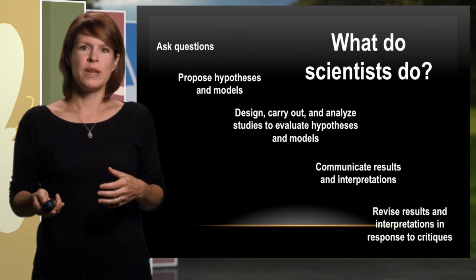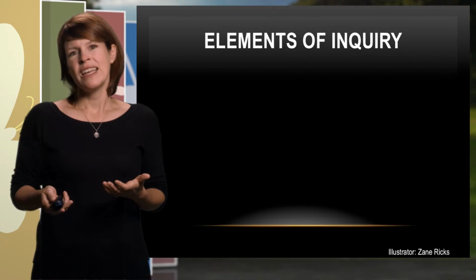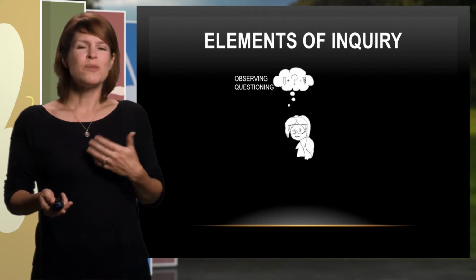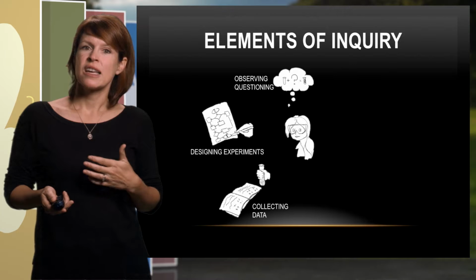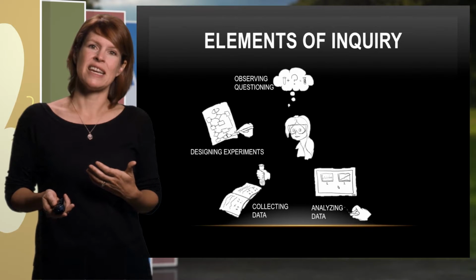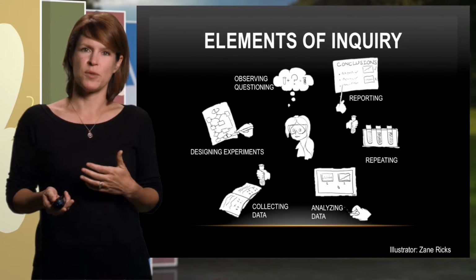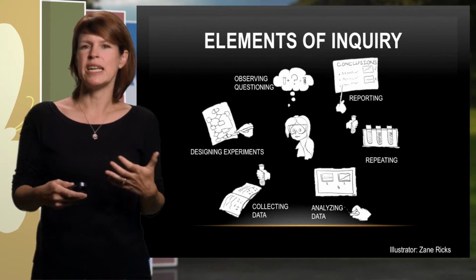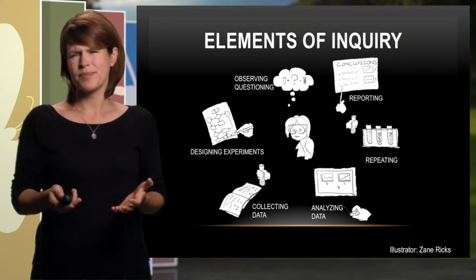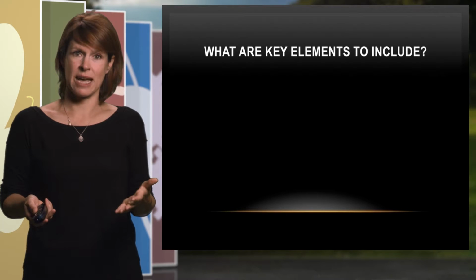To help teachers think about how to incorporate these thinking processes and activities into an inquiry-based approach to lab, Gabriella Weaver, Keanan Russell, and Donald Wink proposed 7 elements of inquiry. These elements of inquiry are observing and questioning, designing experiments, collecting data, analyzing data, repeating, and reporting and responding to peer review. So these are the elements of inquiry that we want to think about when we're considering an inquiry-based approach to lab instruction.